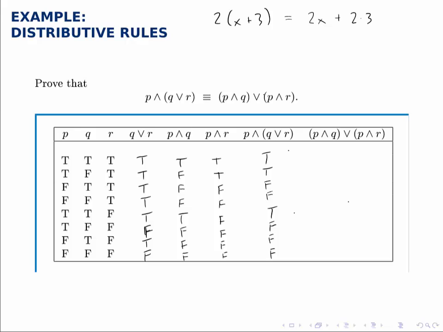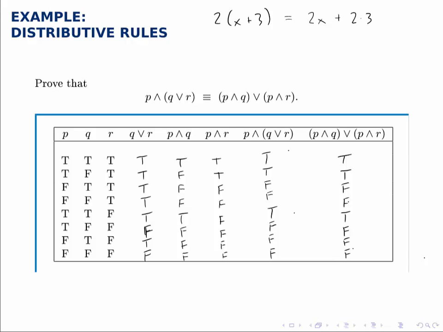Lastly, we get the right-hand column by combining P and Q and P and R, both of which we built, using the OR combination. OR, again, is true when either of them is true, so it's going to be true, true, then false, because they're both false, false again, and then true, and the last 3 of them, they're both false, so the last 3 are false as well.